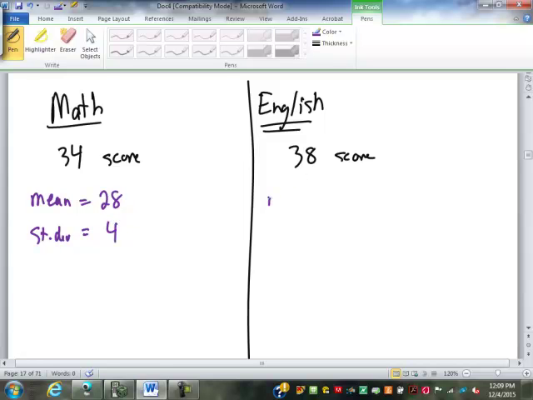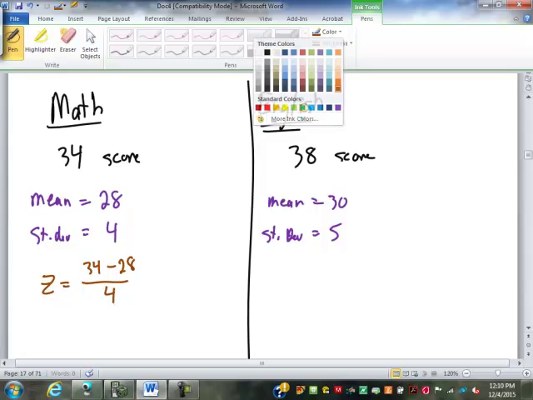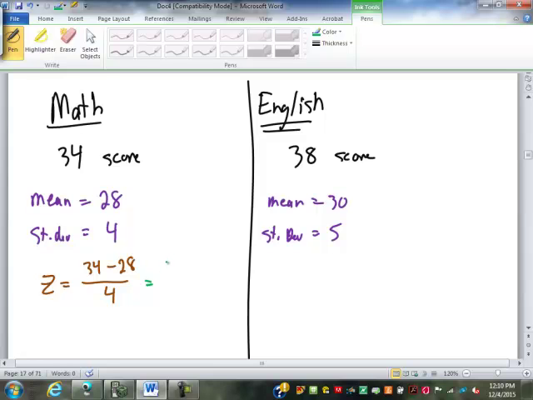The English test has a mean of 30 and a standard deviation of 5. So let's calculate the Z-score for each. For the math test, what am I going to do for the Z-score? Well, it's the value of 34 minus the mean of 28, divided by 4. 34 minus 28 is 6, divided by 4 is 1.5. Positive 1.5 means that your math score is 1.5 standard deviations above the mean.